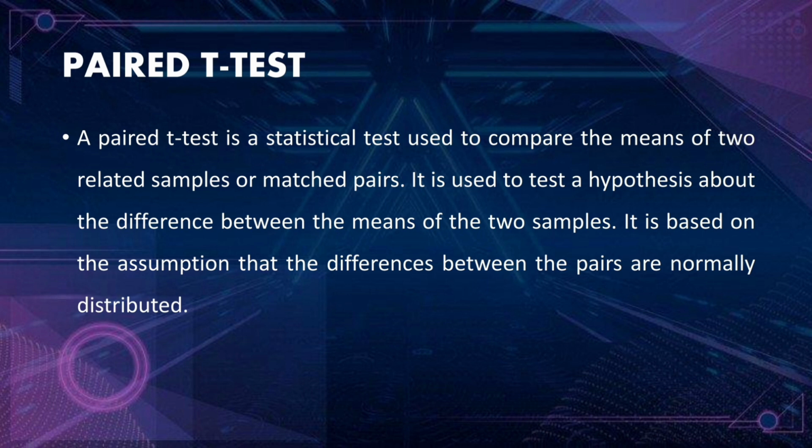Paired t-test is a statistical test used to compare the means of two related samples or matched pairs. It is used to test a hypothesis about the difference between the means of the two samples. It is based on the assumption that the differences between the pairs are normally distributed. It is mainly used to test the difference between two variables from the same subject, so sometimes it is called the dependent sample t-test.